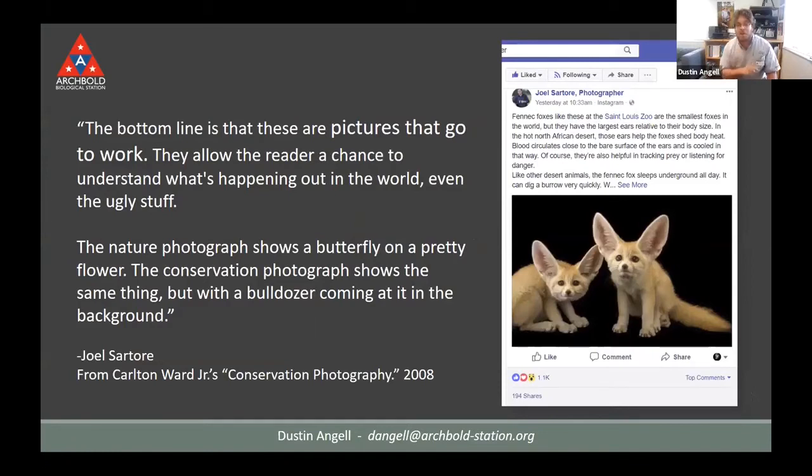I love the second part of this quote. The nature photograph shows a butterfly on a pretty flower. The conservation photograph shows the same thing, but with a bulldozer coming at it in the background. You can have beautiful photos that are conservation photos, ones that look the same as any other nature photo, but you can also have pictures of things that are ugly. And the talk after this one that Bill gives will be a nice example of photographing some of the upsetting stories about what happens in nature when it gets polluted.